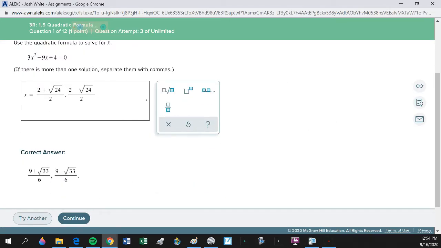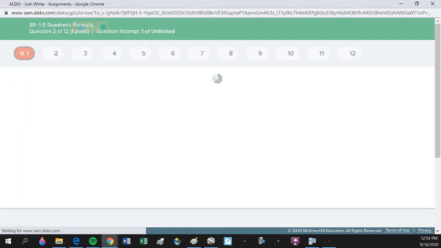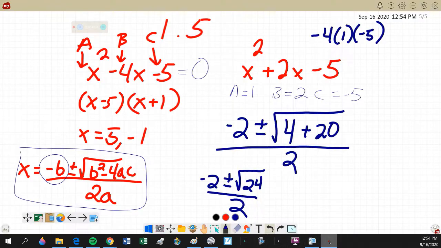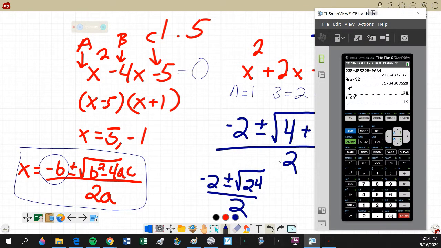Okay. But sometimes it's going to ask you for a decimal answer. Round your answer to the nearest hundredth. If there's more than one solution, separate them with commas. So how would I turn this into a decimal? Well, you could type in the top, negative 2 plus the square root of 24, and then push enter, and then divide by 2.